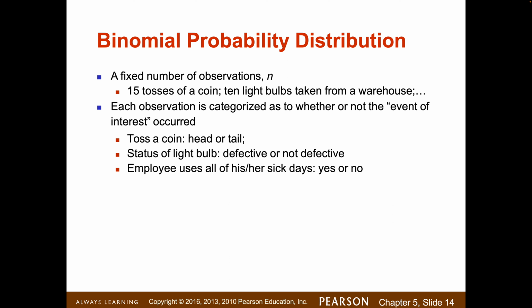Number of test questions, we fix it. There's 50, there's 20, whatever it is, we fix it. Now, the next thing, each observation is categorized what I call dichotomously, either this or that. It's whether or not the event happened. If we're tossing a coin, it's binomial because we either get a head or a tail. If we're looking at the status of a light bulb, it's binomial because it's either defective or not defective. If we're looking at employees using all of their sick days, then they either did or they didn't. So anything that falls into a classification where it is either this or that.